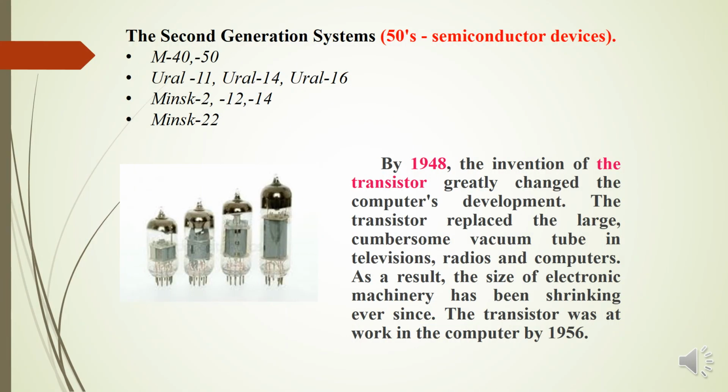The second generation systems, the 50s, semiconductor devices. By 1948, the invention of the transistor greatly changed the computer's development. The transistor replaced a large, cumbersome vacuum tube in televisions, radios, and computers. As a result, the size of electronic machinery has been shrinking ever since. The transistor was at work in the computer by 1956.